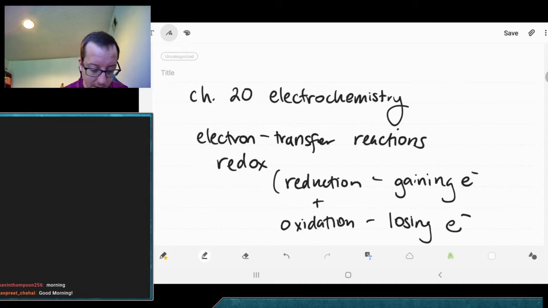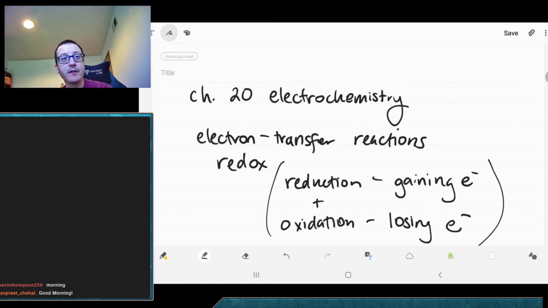I guess I need big parentheses here. So we have both of these processes happening at once. And we're going to see that if we can throw a wire in there and make a circuit out of this, we'll be able to keep track of the electricity that's flowing as things go from our oxidized species to our reduced species.